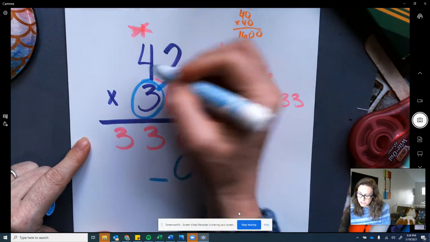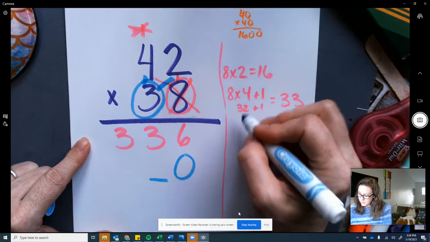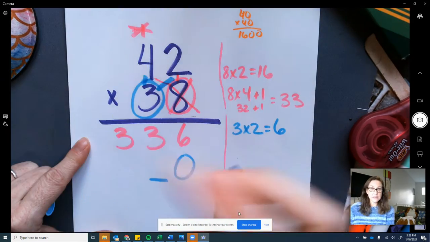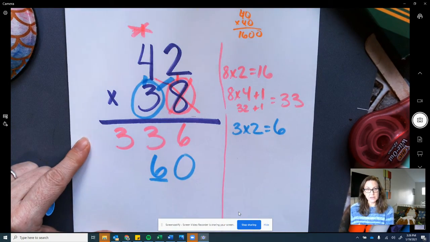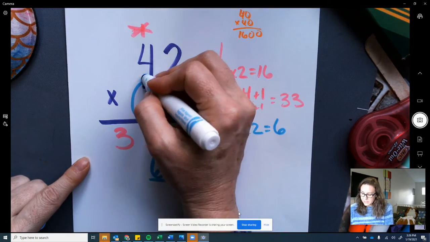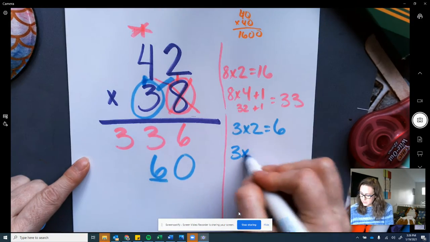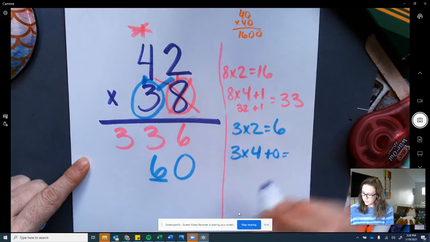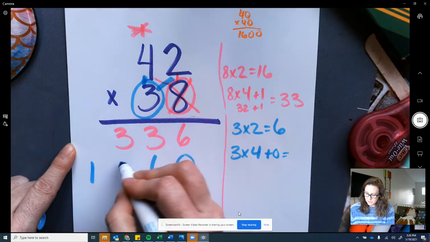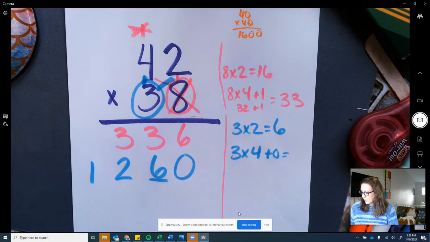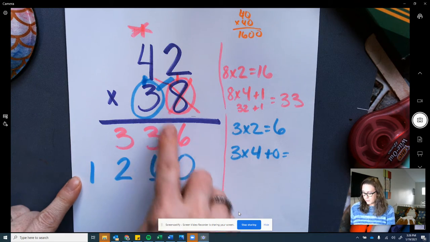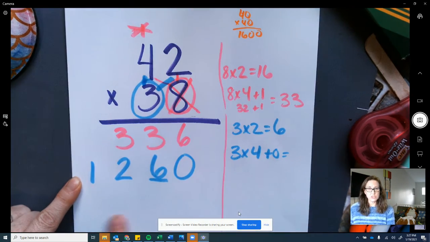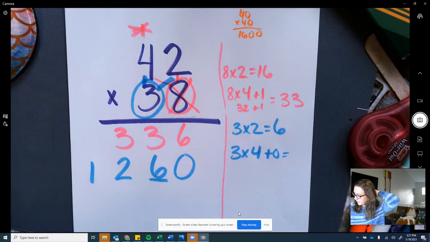We have to do 3 times 2, and then we have to do 3 times 4. So 3 times 2 is 6. We don't have anything to carry, so we're going to put the 6 there. Our next one is 3 times 4, plus, we don't have anything, so we don't have plus anything. And 3 times 4 is 12. Now, basically what we just did is we did 30 times 42, which is 1,260.